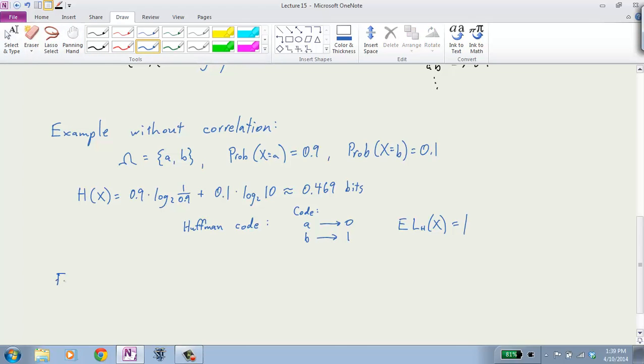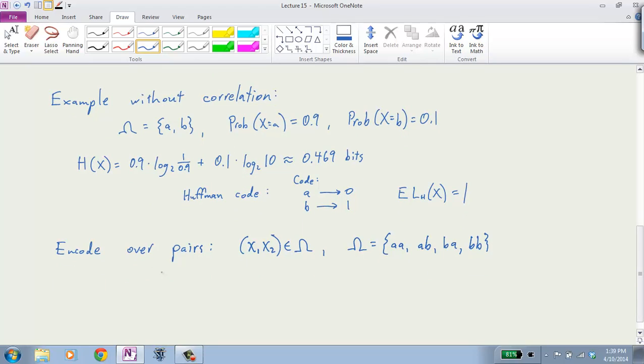So now if we encode over pairs, then what do we have? We have pairs x1, x2, which are our values now in omega. Omega now equals AA, AB, BA, BB. Those are the possible outcomes. And now we should write out what the probabilities are.